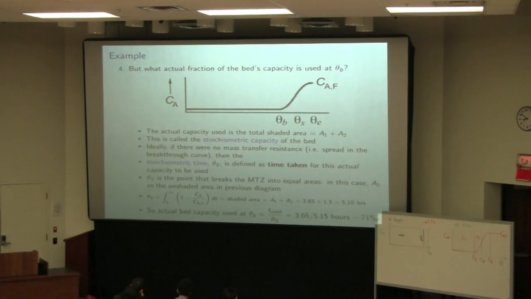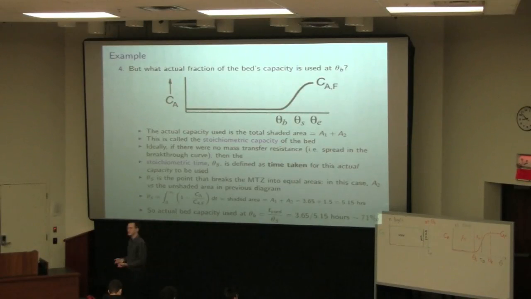So area A1 plus A2 corresponds to 5.15 hours. The capacity used then of my bed is this ideal 3.65 divided by 5.15. I've used essentially 71% of my bed. Then the remaining fraction of my bed is a portion that's unused, corresponding to this section over here. So this is the unused. It's sort of like a tail end of the bed that's not used yet, corresponding to the remaining 29%. So that tail end of the bed is unused.